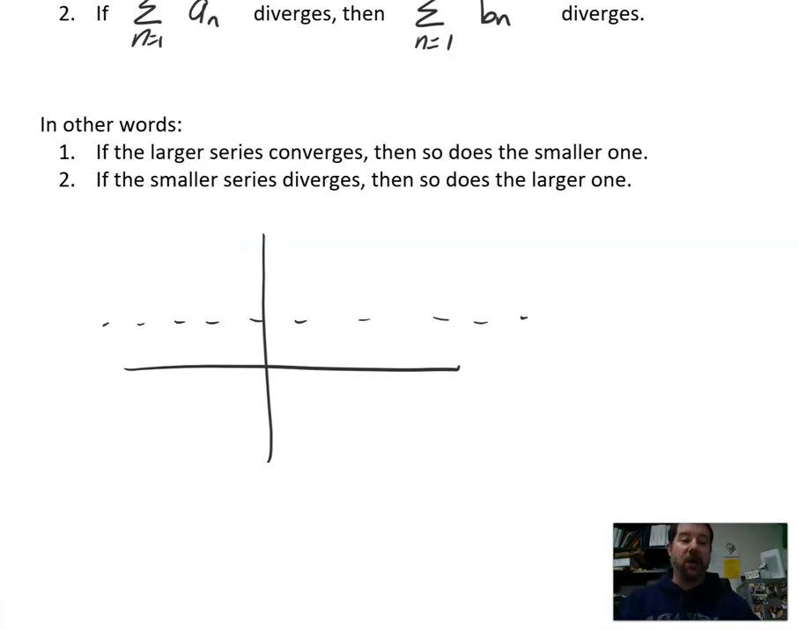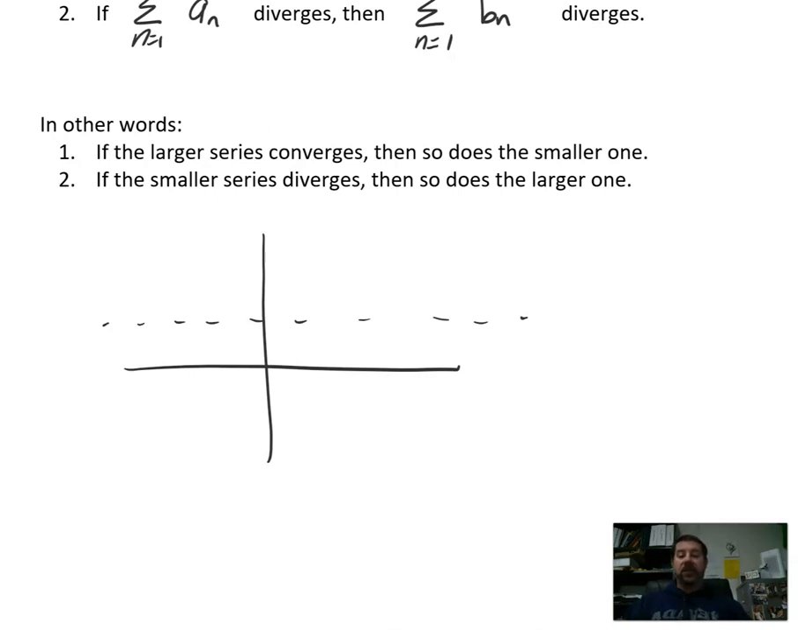Conversely, if the smaller one does not converge, it grows and grows and grows, then the larger one, which has to stay above it the whole time, is also going to have to grow and grow and grow. So it's also going to have to diverge. This is what we're saying with the direct comparison test. If the larger one converges, then the smaller one will also have to converge. Or if the smaller one diverges, then the larger one will also have to diverge.